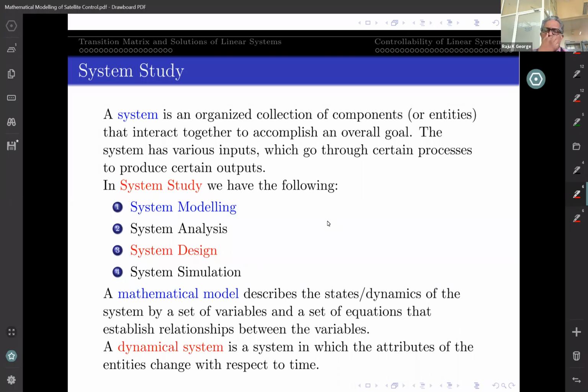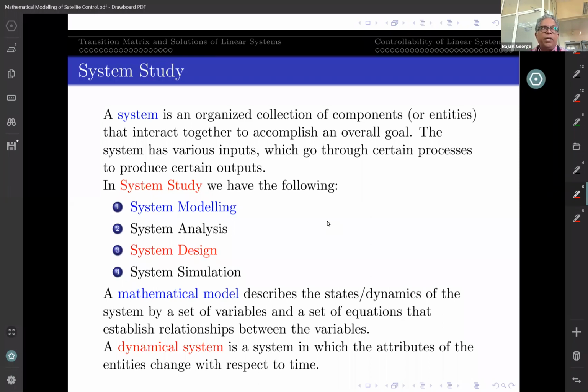Then mathematical model. In system modeling, we want to make a model of it. And one can make a physical model of a system. That's again quite expensive, and time is involved. So therefore, the most effective way nowadays is to model a system in terms of mathematical equations, which is known as a mathematical model. A mathematical model describes the states or the dynamics of the system by a set of variables and a set of equations or inequations that establish a relationship between these variables. So therefore, a mathematical model is just mimicking or translating the working of the system in terms of mathematical variables, in terms of functions, in terms of equations and inequations. So thereby you obtain a mathematical model.